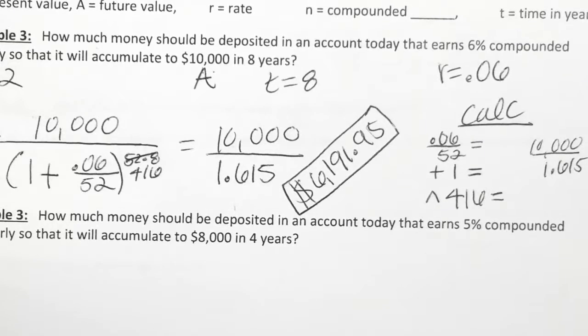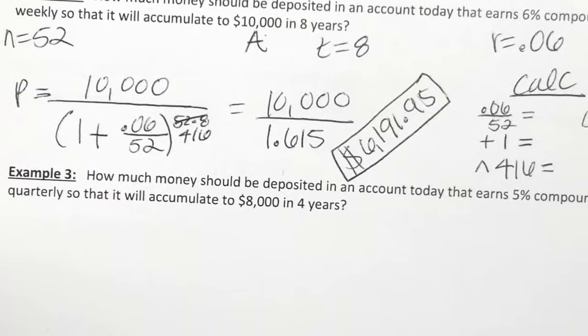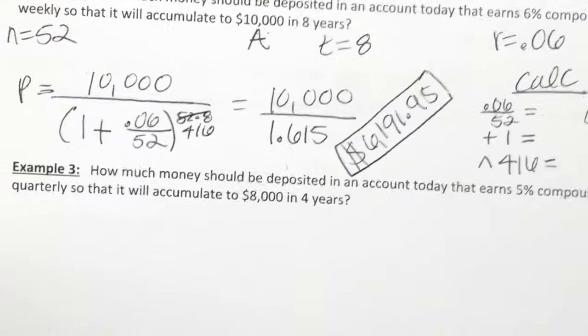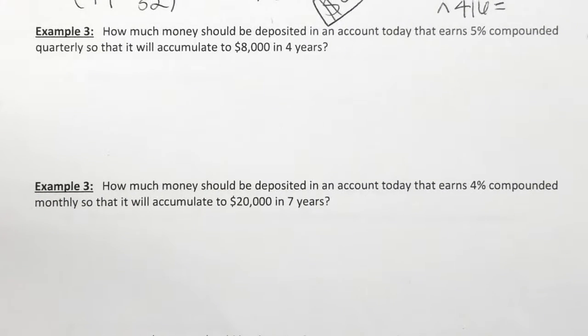Alright, we're going to do one more together, and the last two, when you do them on your own, I'll check them, and if you get them correct, you can pack up. Okay? So let's do one more together. The last two are going to be on your own.